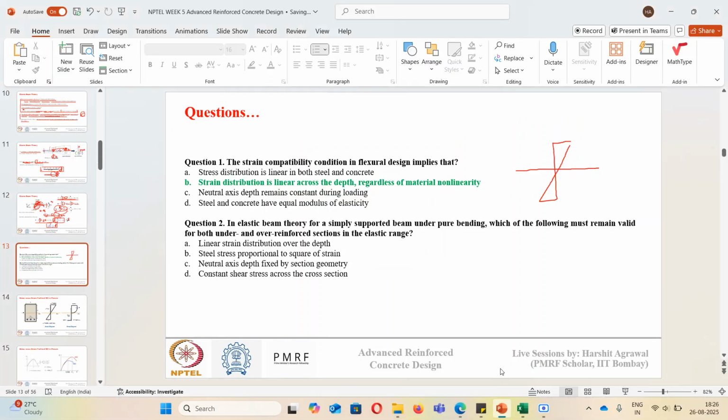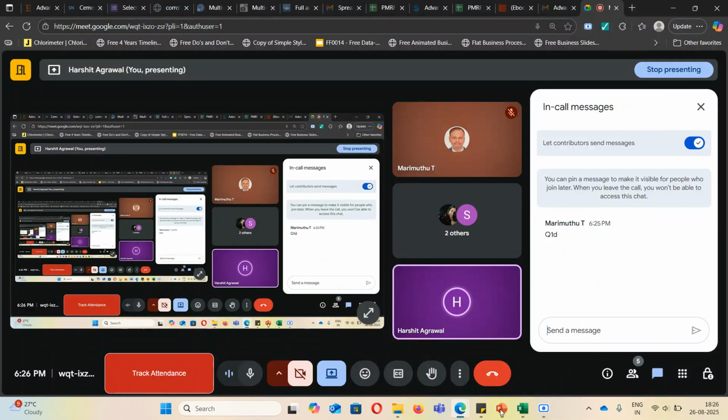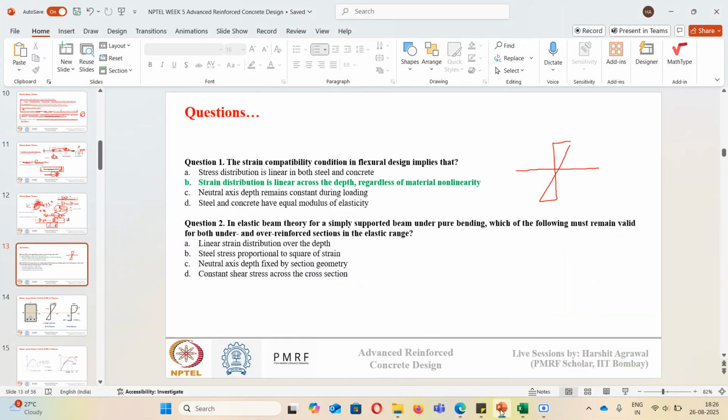So this answer should be simple. No, for the first question, D won't be the correct answer. Steel and concrete have equal modulus. That is not true. Both are different materials. There's a big difference in the modulus of elasticity of steel and concrete. They are not the same.